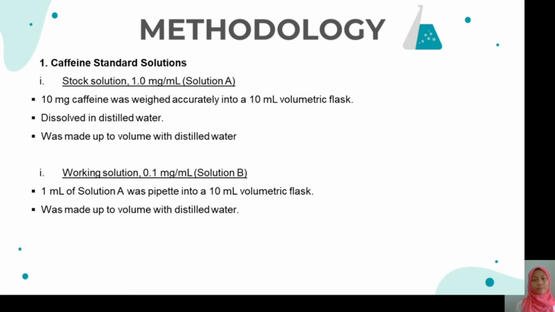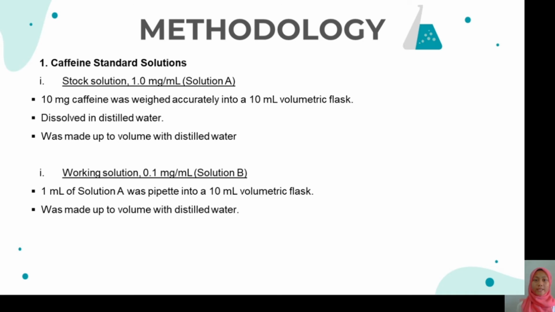Next, we proceed to the methodology in this experiment. First, caffeine standard solution. Preparing the stock solution, solution A, with the concentration of 1 mg per milliliter. First of all, 10 mg caffeine was weighed accurately into a 10 ml volumetric flask, and then it was dissolved in distilled water and made up to volume with distilled water.